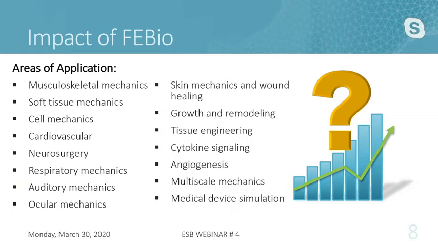As far as areas of application where FEBio is being used, we know that it's being used in musculoskeletal mechanics, soft tissue mechanics, cell mechanics. I won't read the entire list. I guess the take-home message here is that FEBio is being used by the community and in the research, and I think it's having an impact as well. So if you haven't used FEBio, I hope this convinces you to at least take a closer look and maybe give it a try.